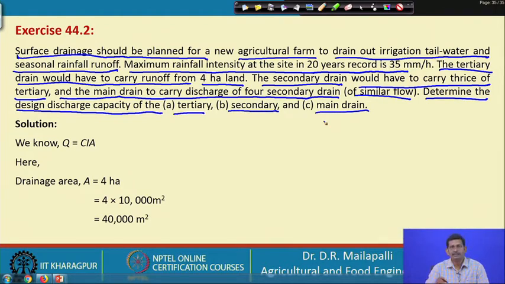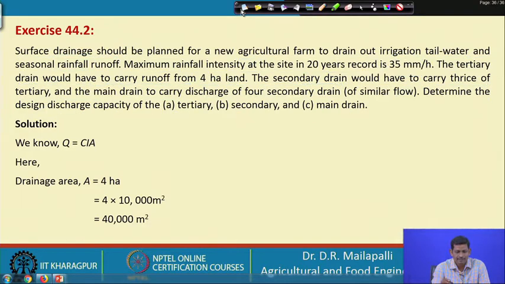Okay. So, there is an area of land. You need to design a surface drainage system. It consists of tertiary, secondary and main drains. Okay. So, given the 20 years record period, 35 mm per hour, and also the proportion of the carrying capacity of different channels, now estimate the carrying capacity of tertiary, secondary and main drains. Okay. So, this is the example.